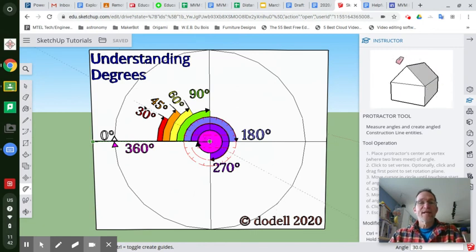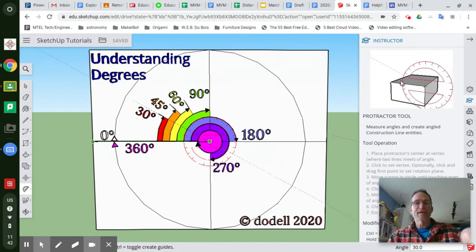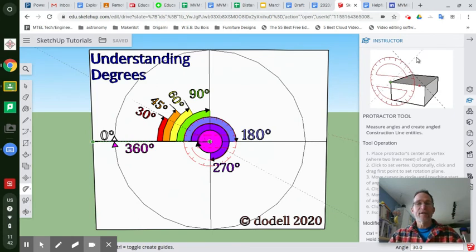So you can hit it on 30 degrees, and if you had a 30-degree angle, you would have as much of a pie section as about that. So you can think about this like a piece of pizza. A 30-degree would be like a thin slice. 45 degrees would be like half of a quarter of the pie.